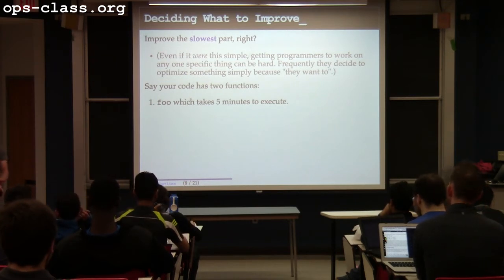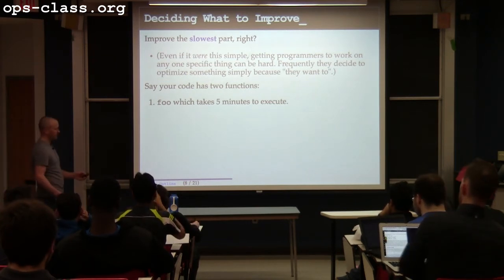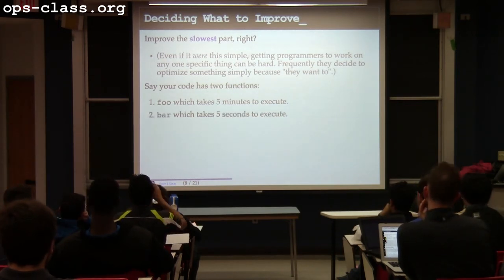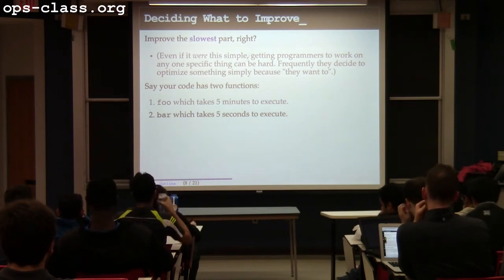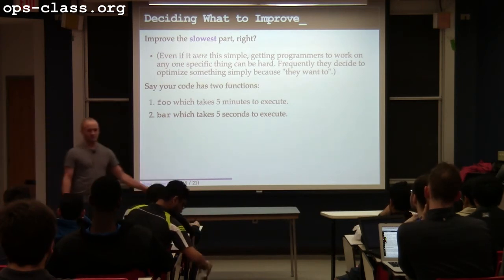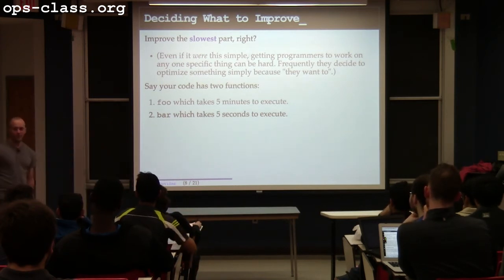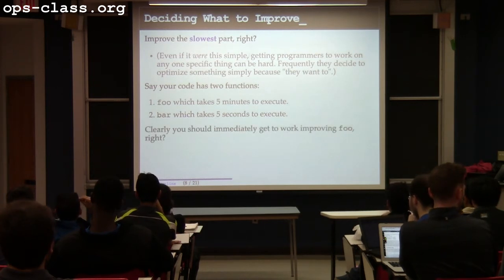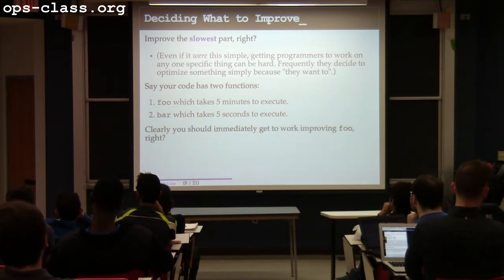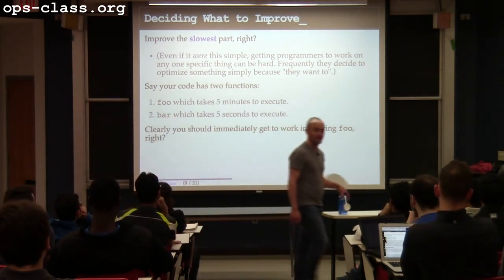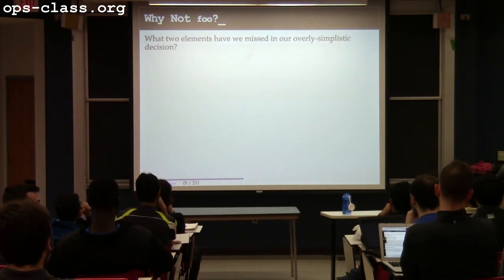So here's an example. I've got two functions in my code. One is called foo, which takes 5 minutes to execute, and the other is called bar, which takes 5 seconds to execute. So which function is slower? Not a trick question. Foo is slower. Foo takes 60 times longer to run than bar. So clearly, I should start working on foo right away, right? Okay. Somebody has trained you guys a little bit better than in the past, so that's good. Progress is happening in the world.